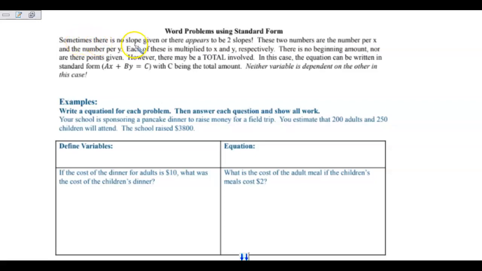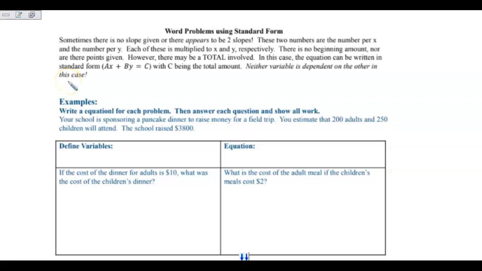Sometimes there is no slope given, and there appears to be two slopes, either one. These two numbers are the number per x and the number per y. Each of these is multiplied to x and y respectively. There is no beginning amount, nor are there points given. However, there may be a total involved. In this case, that's where we need to know that c is your total amount. Neither variable is dependent on the other in this case.